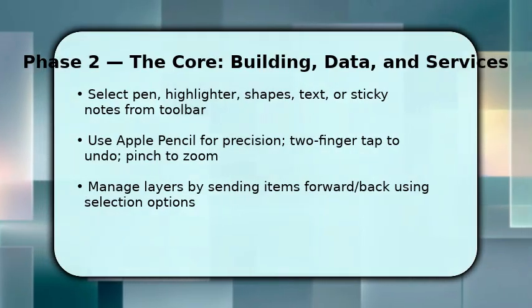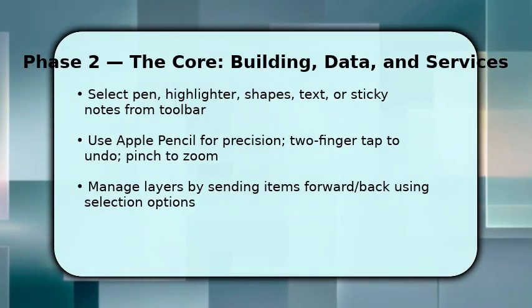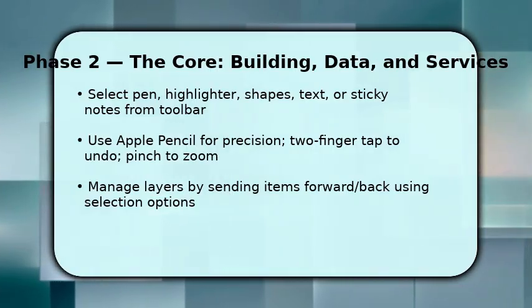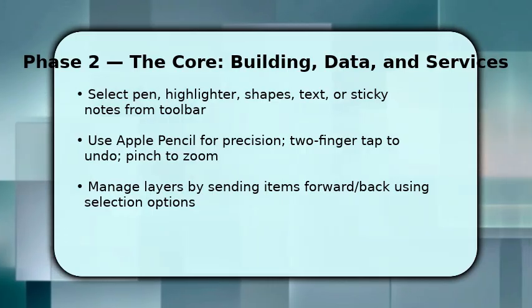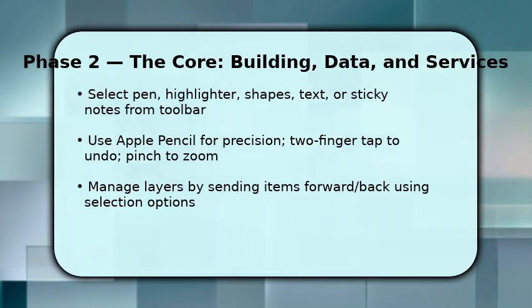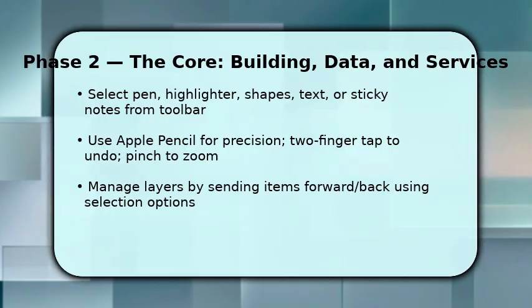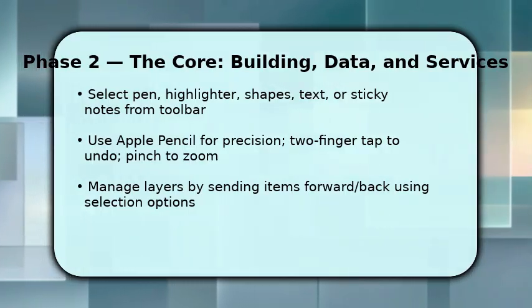Now focus on execution. Choose the pen or highlighter and set thickness and color to match your intent. You can switch tools quickly as you go. Use Apple Pencil for fine work, tap with 2 fingers to undo mistakes, and pinch to zoom into details.